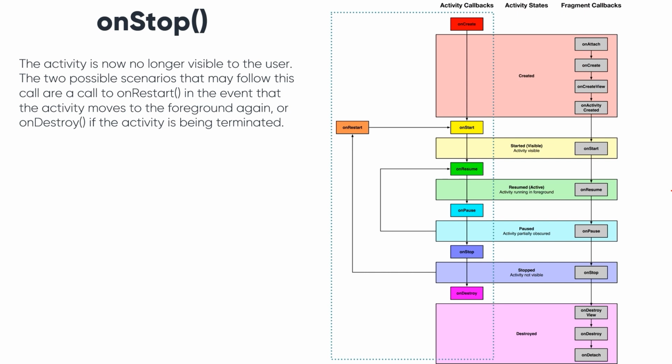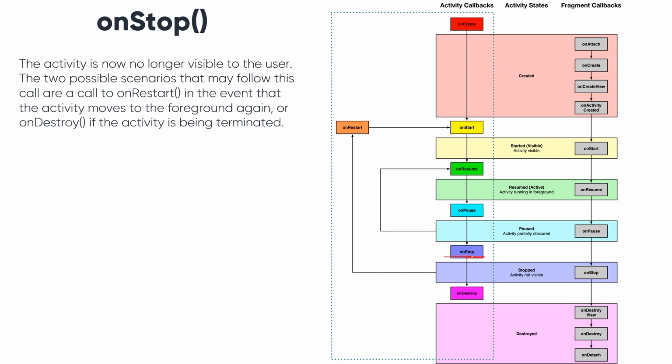The onStop method. The activity is now no longer visible to the user. The two possible scenarios that may follow this call are a call to an onRestart method in the event that the activity moves to the foreground again, or onDestroy method if the activity is being terminated. So we have two possibilities.